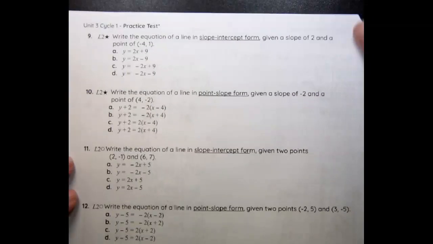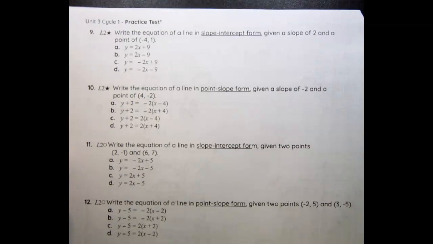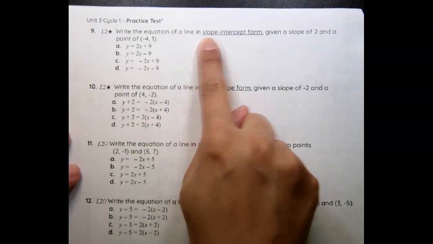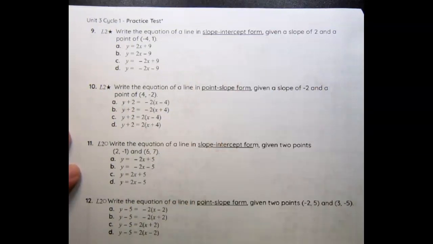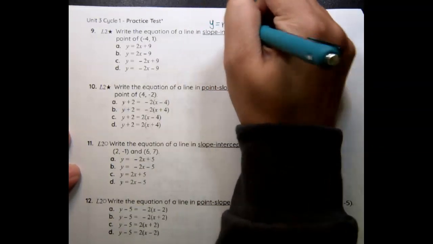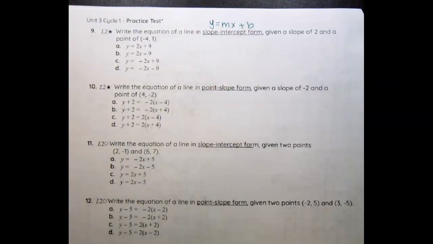All right, next page. So these are all about writing equations when you're given specific information, usually a point and a slope or 2 points. So you need to write an equation in slope-intercept form. Well, if you don't know what slope-intercept form looks like, you're going to be in trouble. Slope-intercept form, everybody should know because this is what we use the most. Y equals mx plus b.